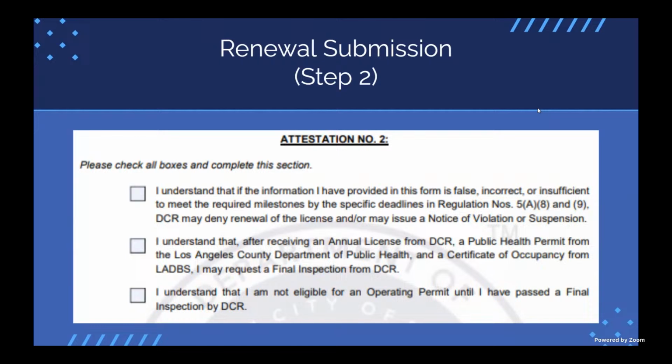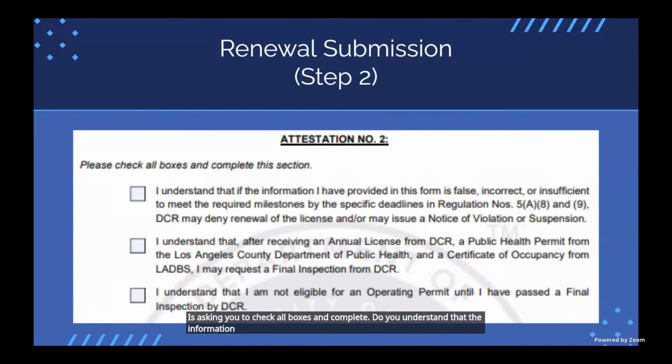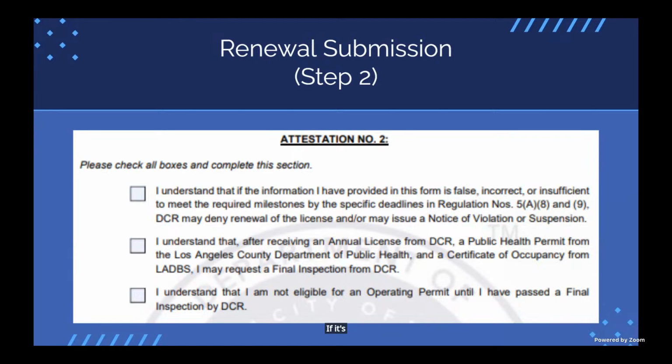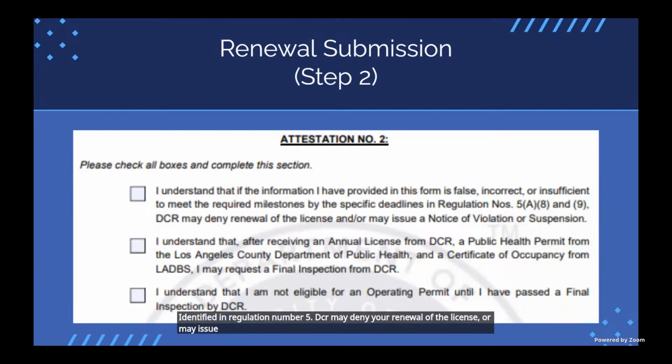Attestation number 2 is asking you to check all boxes and complete. Do you understand that the information you have provided, if it's false, incorrect, or insufficient to meet the required milestones identified in regulation number 5, DCR may deny your renewal of the license or may issue a notice of violation or suspension.